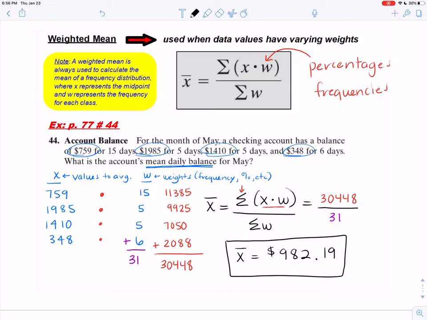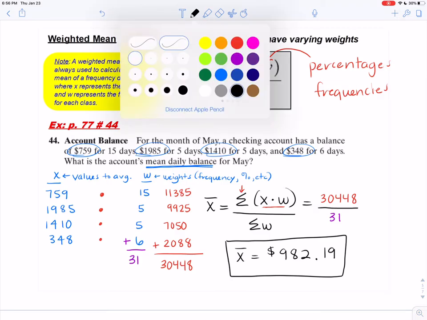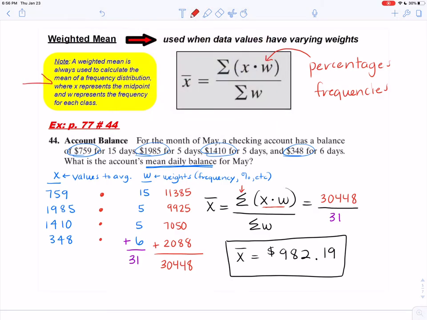Another very common use of the weighted mean is when you're asked to find the mean of a frequency distribution. Now, we already know that frequencies are weights. We just talked about that here with our account balances. So if you're looking at a frequency distribution, classes and frequency, the main thing you have to remember is that in that case, the X values are the midpoints of the classes.